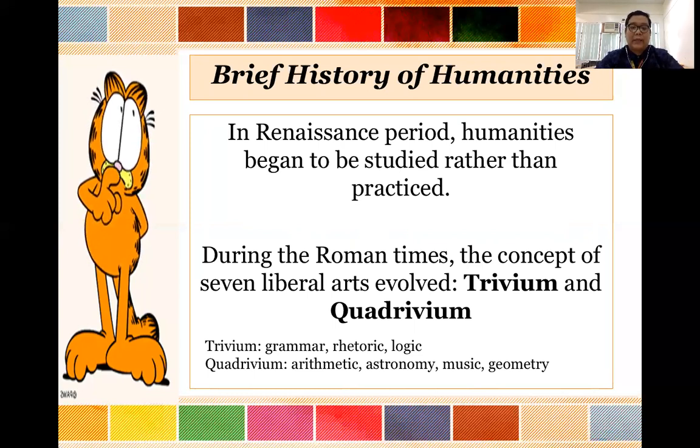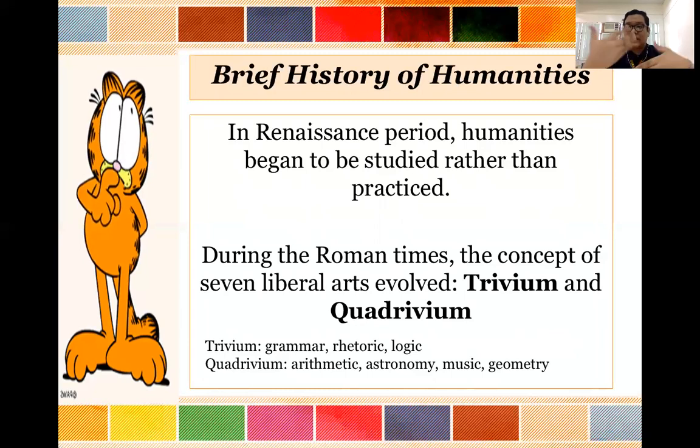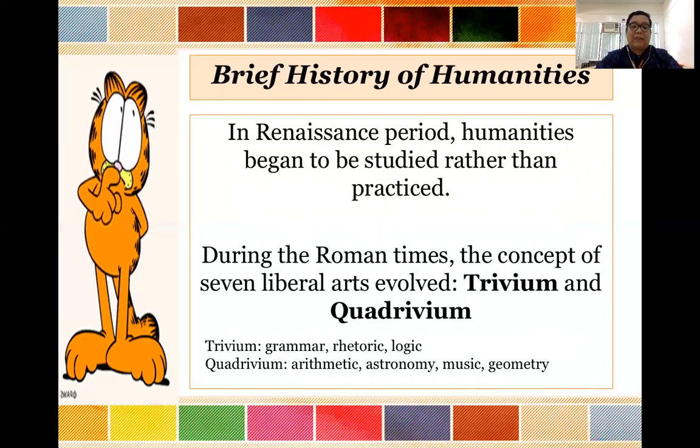And during the Roman times, the concept of seven liberal arts evolved. So there was now this progress or development when it comes to the arts. The focus was on the trivium and the quadrivium. When you talk about humanities, this involves the trivium: grammar, rhetoric, and logic, and then you also have the quadrivium: arithmetic, astronomy, music, and geometry.